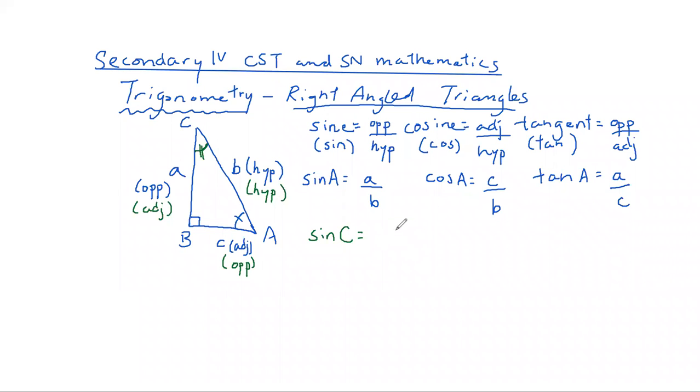So sine of C is opposite, which is letter C in this case, divided by the hypotenuse, which is letter B. Cosine of C is the adjacent, which is side A, and the hypotenuse is B. Much like tan of C is the opposite, which is side C, relative to the adjacent, which is side A.